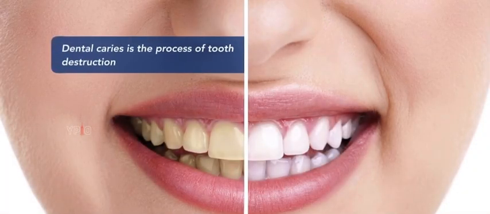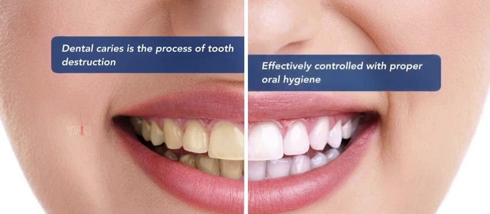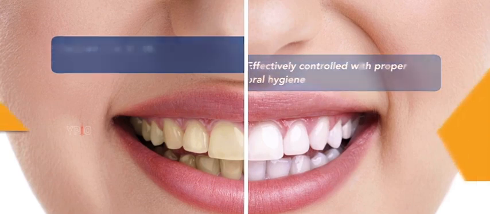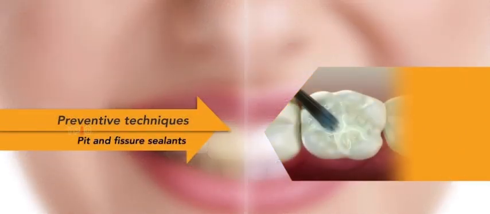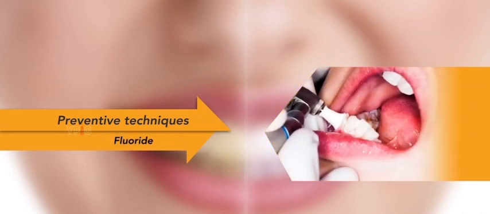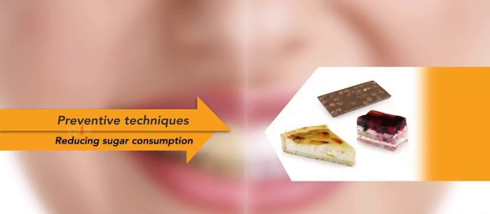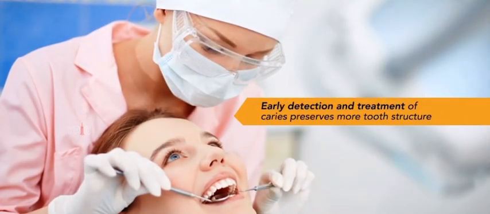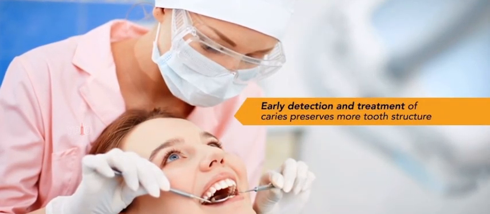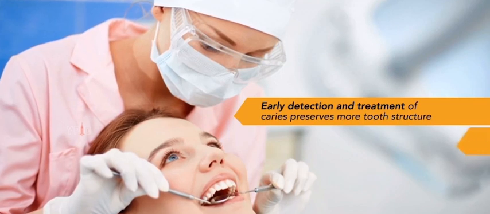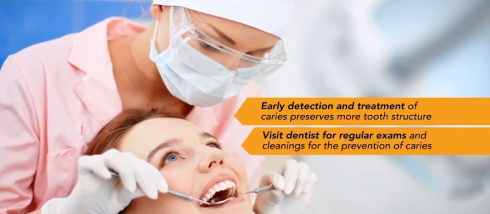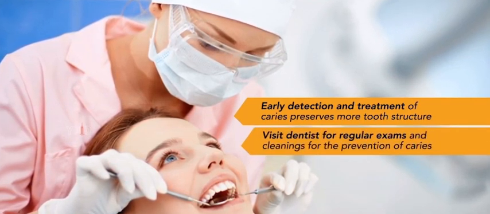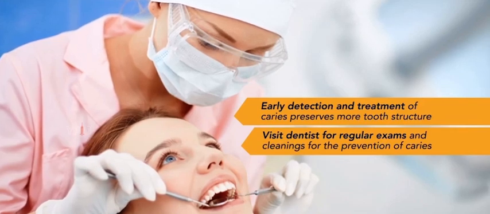Dental caries is the process of tooth destruction that can effectively be controlled with proper oral hygiene and preventative techniques such as application of pit and fissure sealants, fluoride, and reducing sugar consumption. Early detection and treatment of caries preserves more tooth structure and is less complicated to treat. It is important to visit your dentist for regular exams and cleanings for the prevention of caries.